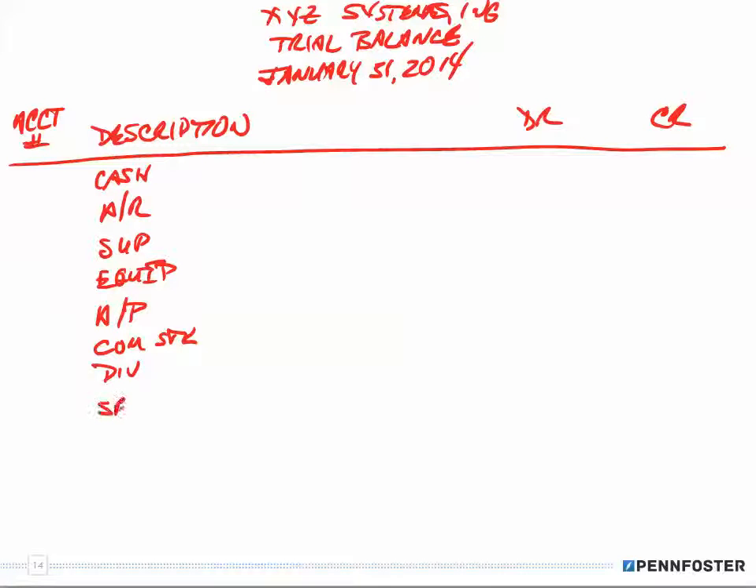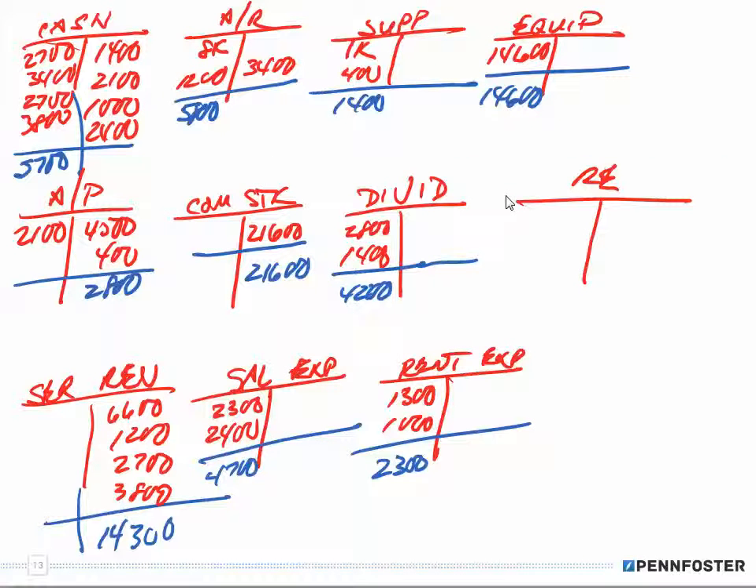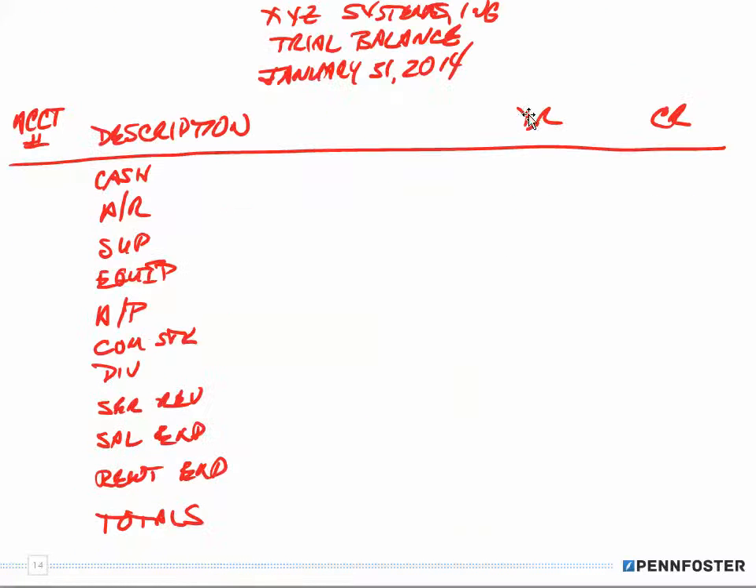And we have service revenue, salaries expense, and rent expense. And then we have our totals. Okay. So now I'm not going to bounce back and forth. Well, I could. So I have a debit of 5,700, debit of 5,800, 1,400, and 14,600.